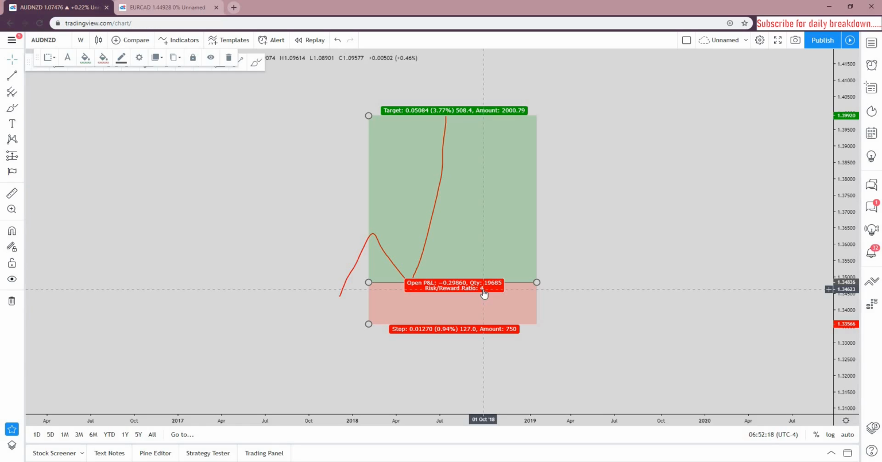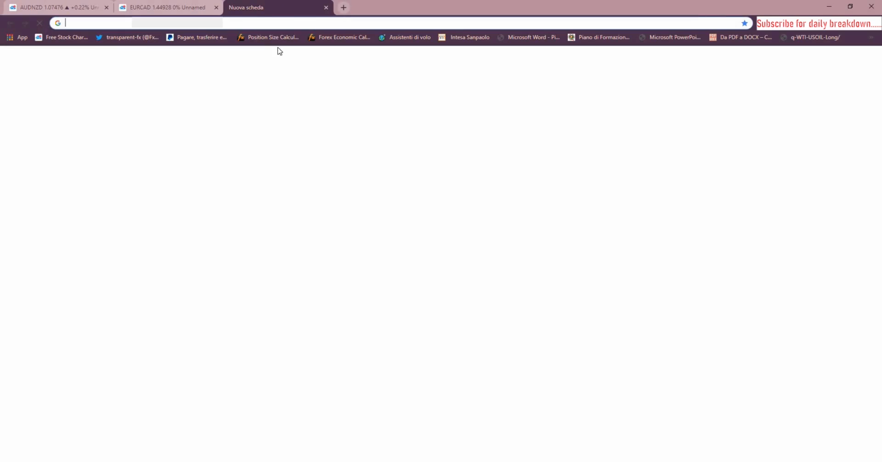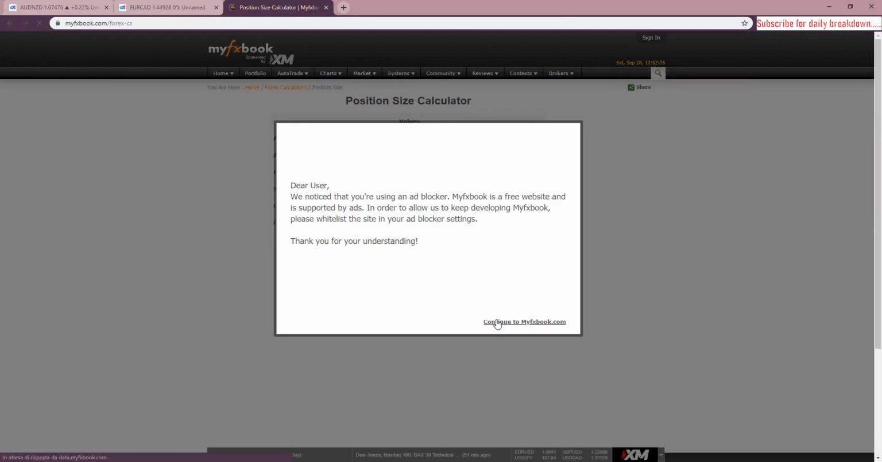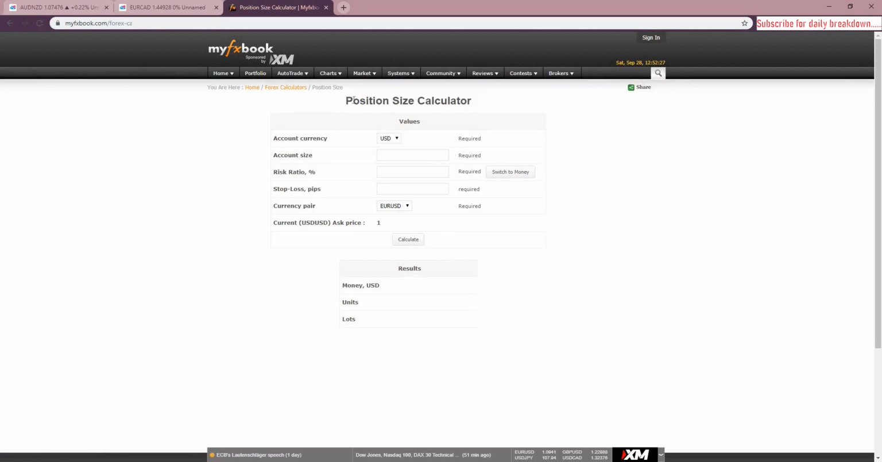Now, there is a simple formula to do this. However, you don't really need it, because you can go to any of the many calculators online. In this particular situation, I will go on the position size calculator of MyFXBook. You can just Google it, position size calculator MyFXBook, and you will get to this page.